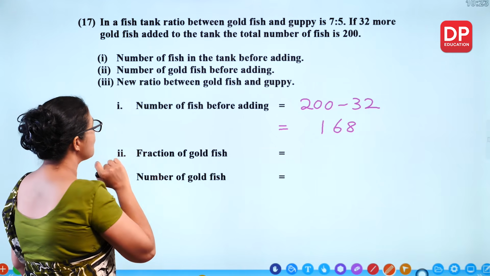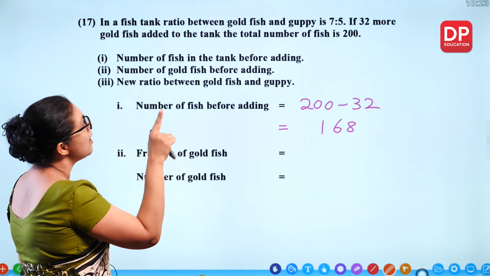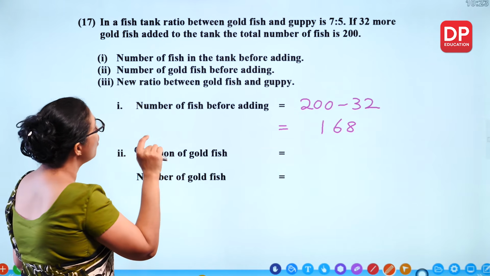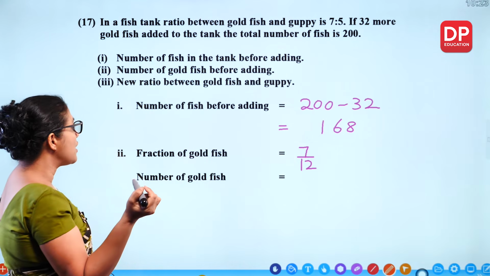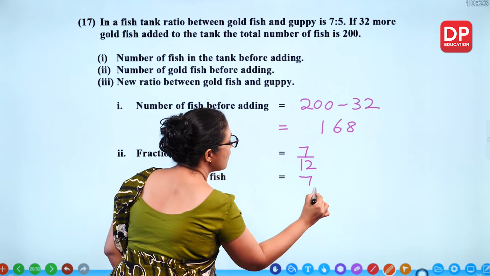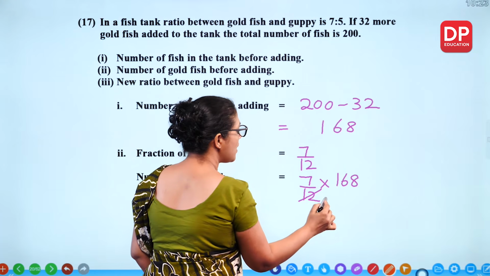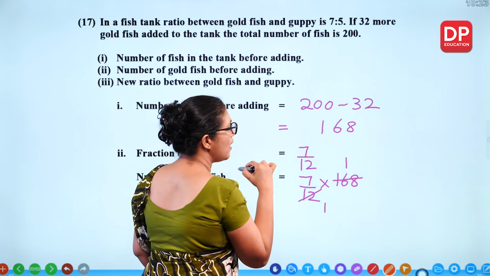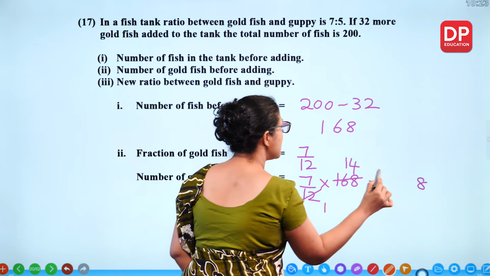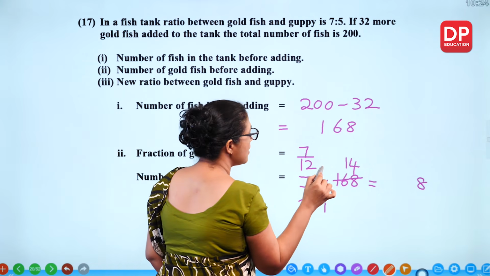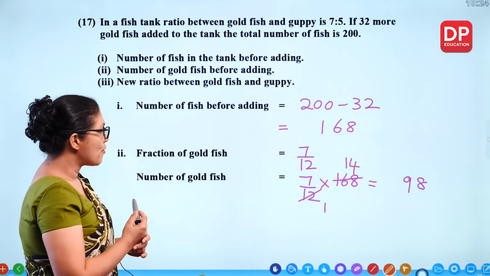Now we'll find out the second part, number of goldfish before adding. We'll first find the fraction of goldfish. Total parts 12. Out of that, 7 parts for goldfish. So 7 out of 12 is the fraction. How do you find the number of goldfish? You can do 7 over 12 times 168. 12 times 14 is 168, and 7 times 14 is 98. So 98 is the number of goldfish.